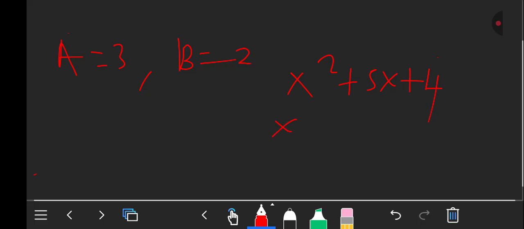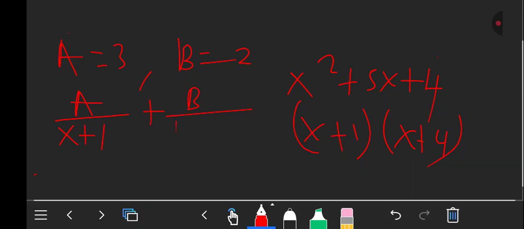So I got x plus 4. Okay, the factors were x plus 1 and x plus 4 as the denominators. So I had a over x plus 1 plus b over x plus 4.